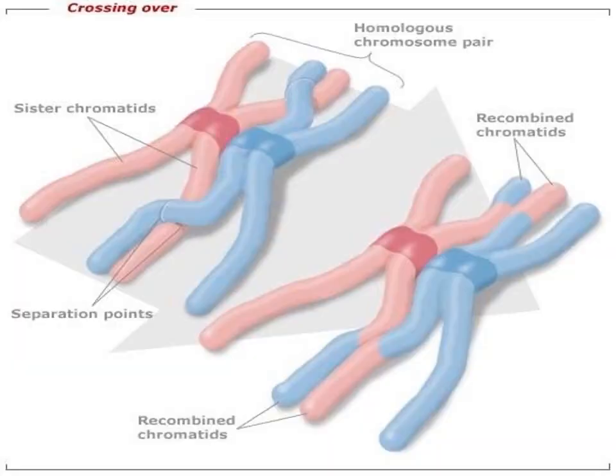And again, just to show you that this idea of crossing over actually occurs at several spots, not just at one spot on the chromosome.